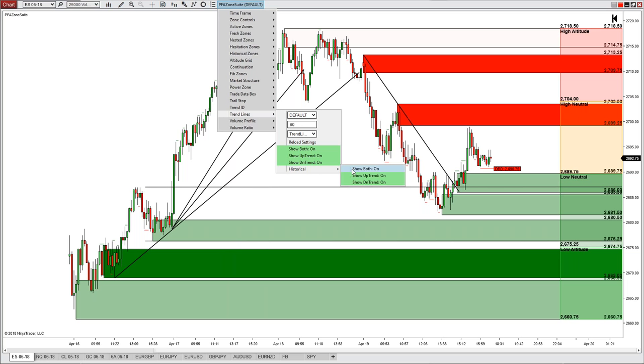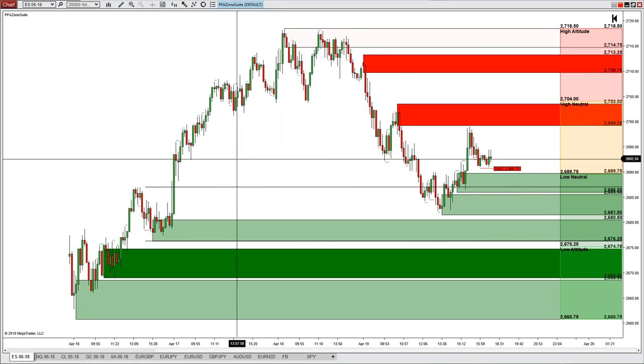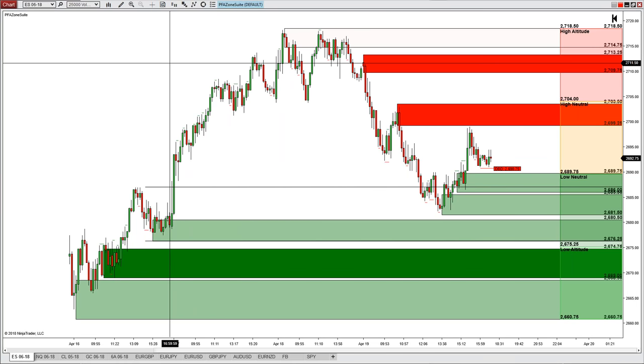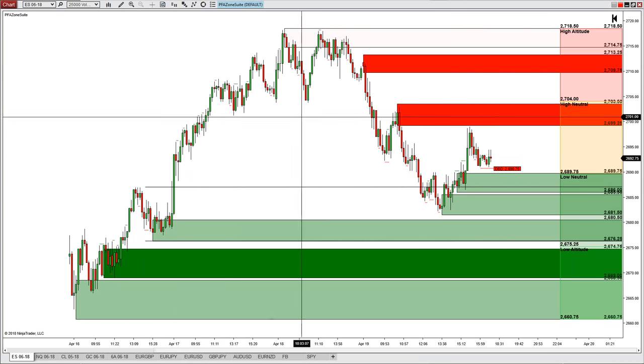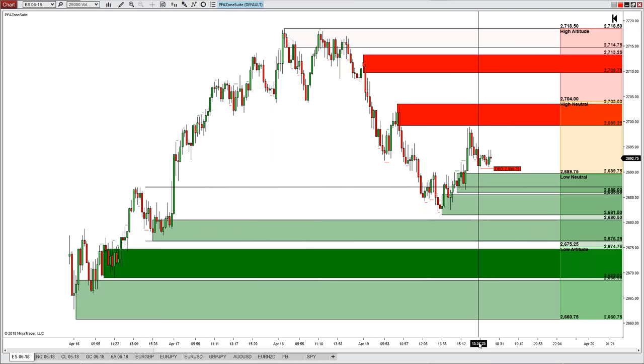As you can see, the trends are very useful. So a lot of things there. In fact, we're going to be in the room this coming week, really diving into the software quite a bit. So what I want to focus on, though, is really the interior of the zones here.